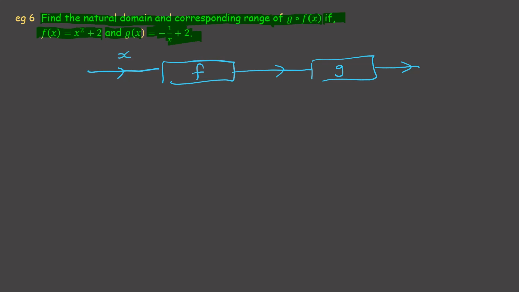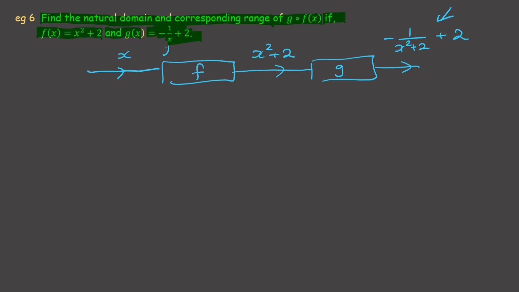So if we put x in here, we're going to get x squared plus 2 come out of f. And then we'll have negative 1 over x squared plus 2 plus 2. Okay, there is no problem with this.